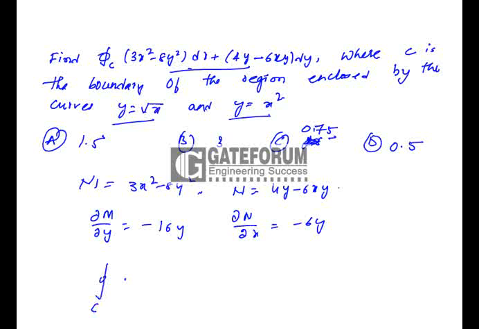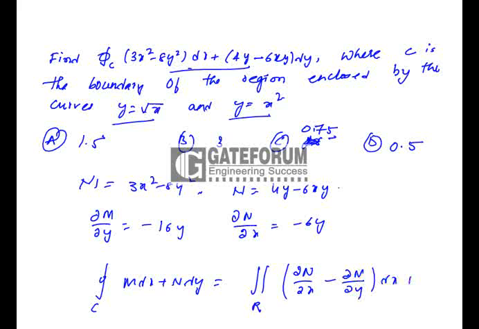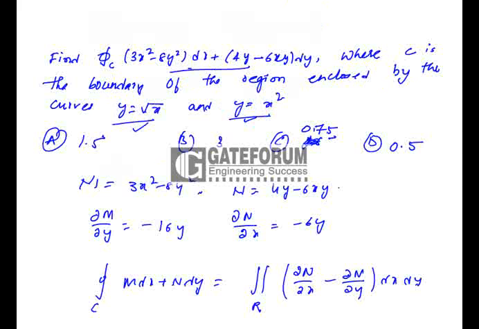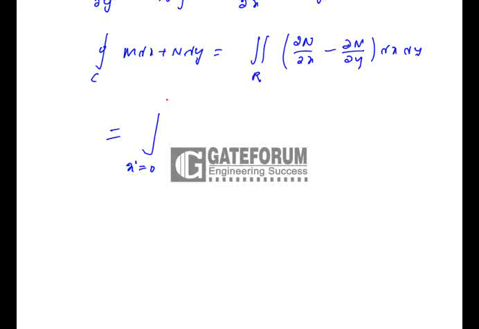Integral over c of m dx plus n dy can be written as double integral over r of (∂n/∂x minus ∂m/∂y) dx dy. Here the value of x, if we solve these equations, will be from 0 to 1, and the value of y will be from root x to x square, and ∂n/∂x minus ∂m/∂y is nothing but minus 6y plus 16y times dy dx.